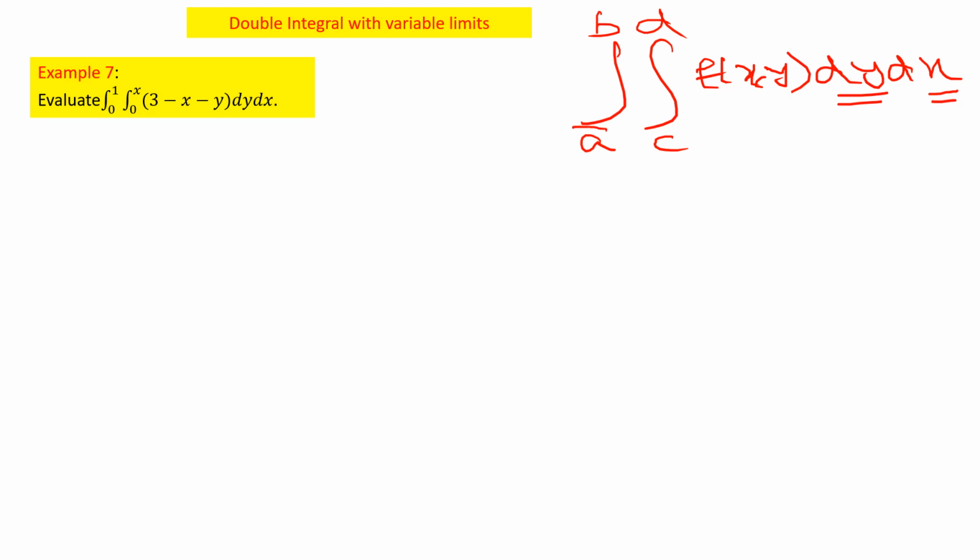Always remember the outer limit, this one a and b, should always be constant. The inner limit c and d may be constant or it may be variable. If it is variable, it should be in terms of the opposite variable of the integration. For example, here we have dy. So what is the meaning of dy? I need to integrate with respect to y. So if you integrate with respect to y, then the corresponding limits, that is c and d, are either constant or in terms of x, something like x or x power 2.